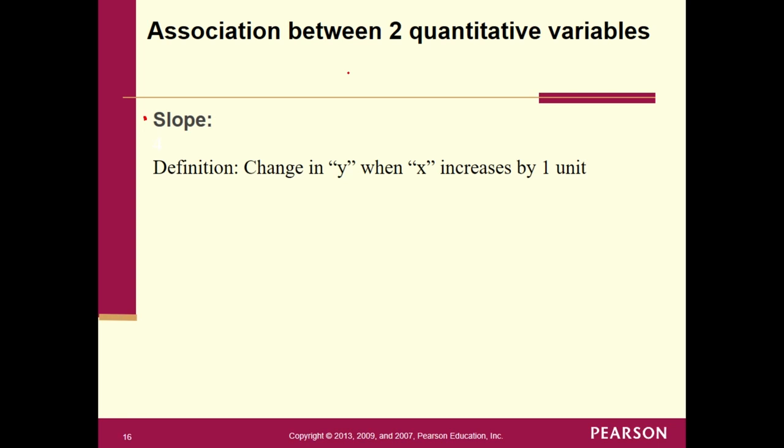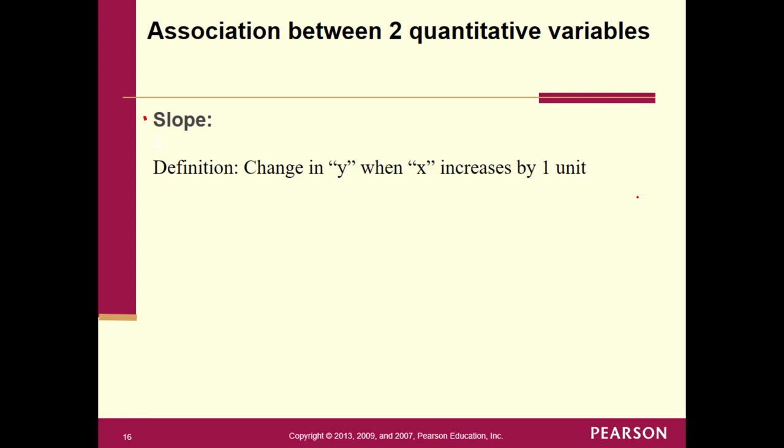I used to ask people, what do you think the definition of slope is? And I usually get rise over run, okay? Which, to me, is more of a way of calculating it. Rise meaning the change in y, run meaning the change in x. So, the change in y divided by the change in x. That's a good way of calculating it, but it's not really the definition of slope. So slope is the change in y when x increases by 1 unit.